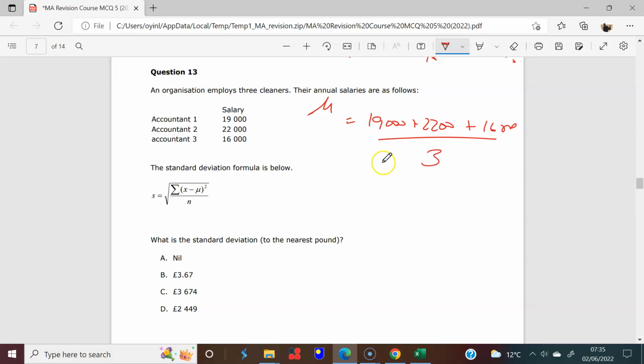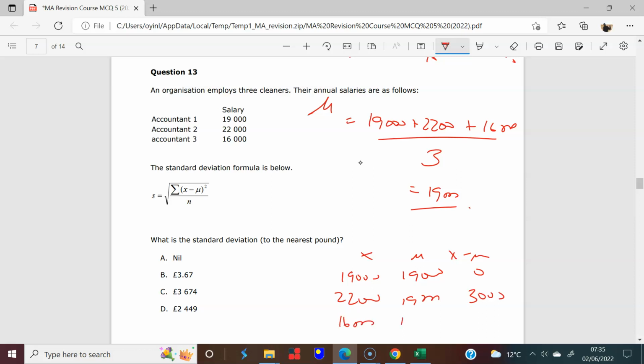Let's find that: 19 plus 22 plus 16 divided by 3. And that's 19. Interesting, so you have a mean of 19. So what you should do is you have your x, you have your mu, you have your x minus mu. So you have 19 minus 19, this is 0. You have 22 minus 19, this is 3,000. And then you have 16 minus 19, this is minus 3,000.